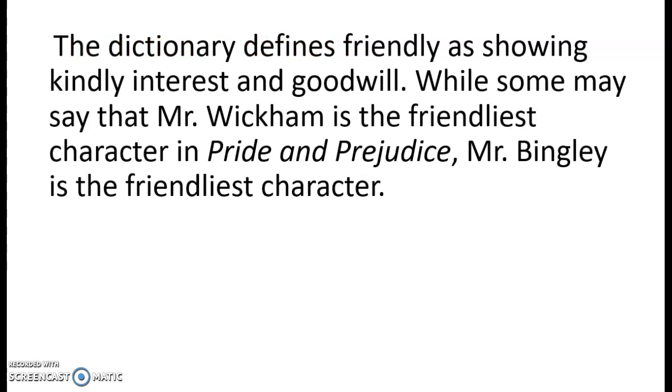I started with a hook that said the dictionary defines friendly as showing kindly interest and goodwill. While some may say that Mr. Wickham is the friendliest character in Pride and Prejudice, Mr. Bingley is the friendliest character. So again, you can see that this example inserts the counter argument, acknowledging that some might say that Mr. Wickham is the friendliest. It could use a little work, to be honest. I might want to put in some reasons, but it is certainly a working thesis statement.